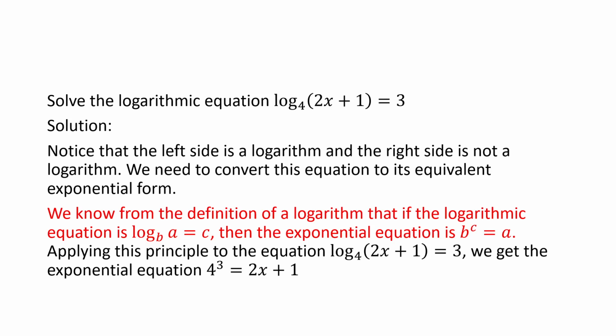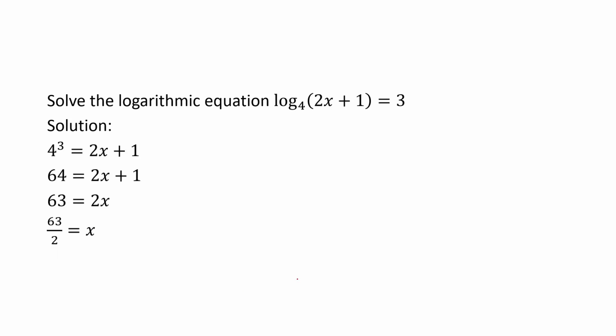Okay, so like it says in red here, we know from the definition of a logarithm how to rearrange to get the exponential. So ultimately what we get is 4 to the exponent 3 equaling 2x plus 1. That means 64 equals 2x plus 1, and ultimately x is equal to 63 over 2.